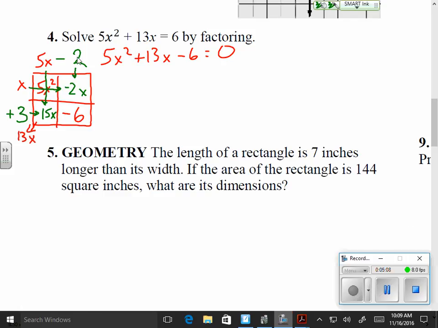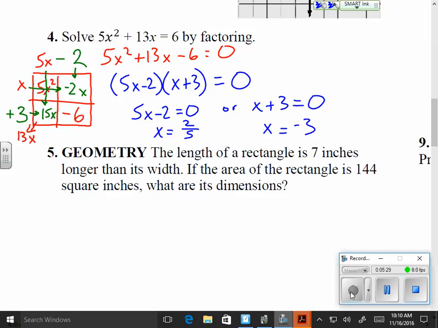When I multiply across and down, negative 2 times x will be negative 2x. 3 times 5x is 15x, and then negative 2x plus 15x gives me 13x. So that is what this is going to factor into.